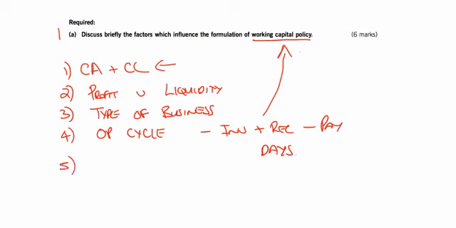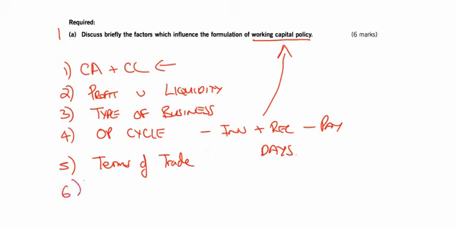A fifth point you could mention would be your terms of trade, an obvious one. If it is that we're focusing on liquidity, we want cash in, we may offer an early settlement discount. If we offer an early settlement discount, we'll have fewer receivables affecting our working capital.